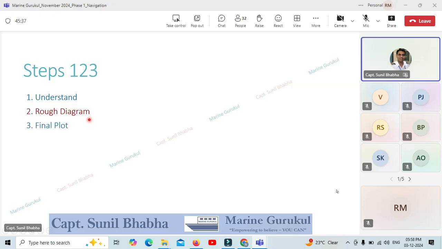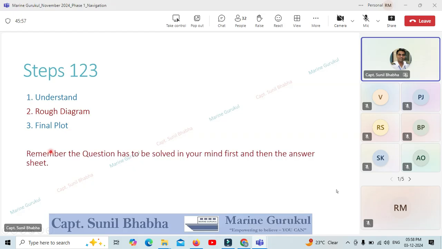Now, once you have the rough diagram and you get a lead how the question is to be solved, you can go ahead and do the final plot. The final plot can be done now, and whatever calculations are required can be shown alongside the plotting. Always remember in these types of questions that the question has to be solved first in your mind, and once you have clarity, then the question can be solved on the answer sheet.